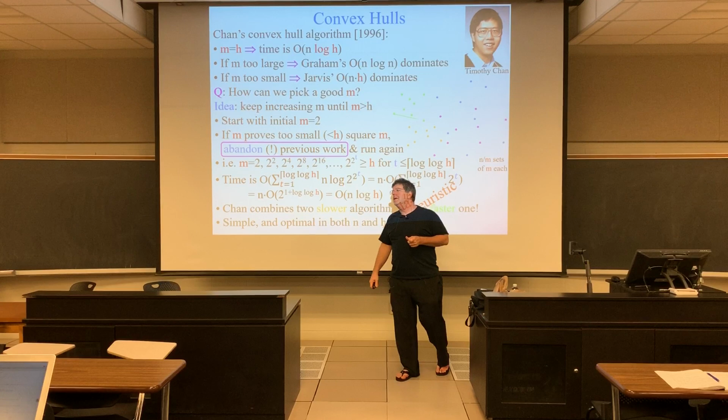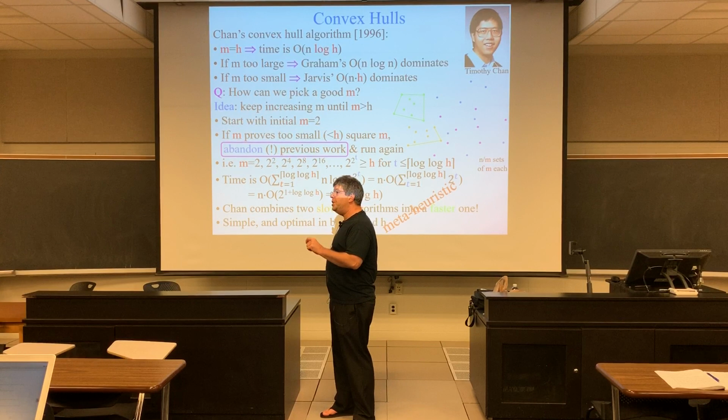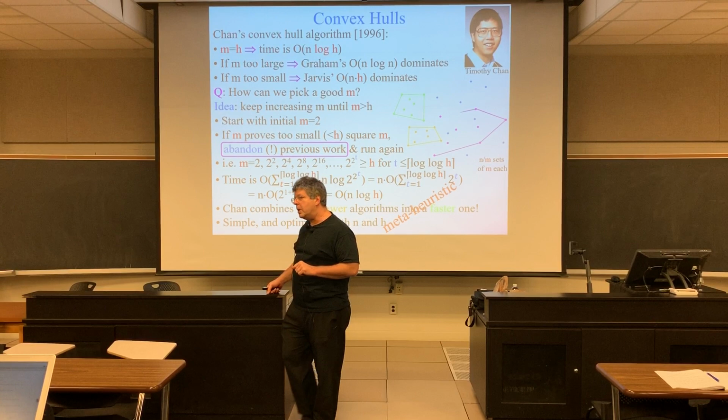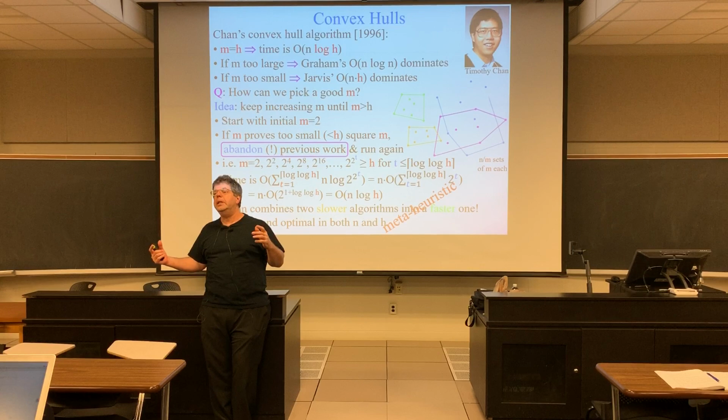So it covers all bases. If there is a way to compute the convex hull faster because h is small, this will do it. Graham Scan will not. Jarvis March will not. These other algorithms, quick hull and merge hull and these other ones that we've seen for convex hulls, they will not.